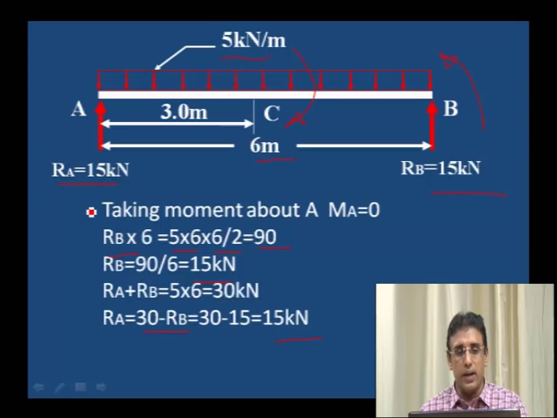Like this we can calculate by taking the moment. Since it is loaded completely, we can easily calculate without taking the moment. 5 into 6, 30 kilonewton divided by 2, 15 kilonewton RA, 15 kilonewton RB.